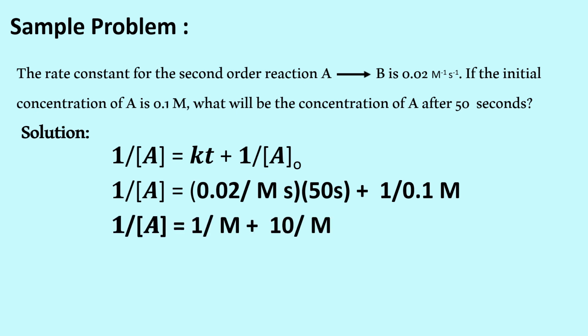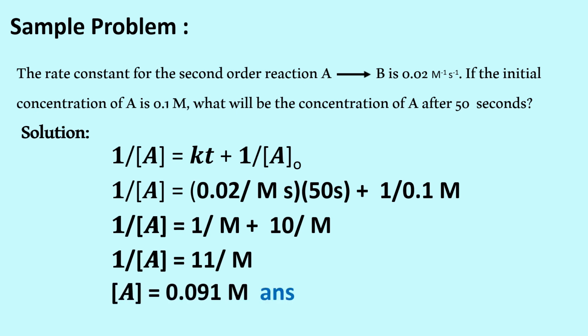Evaluating the term on the right side of the equation, we get 1 over M plus 10 over M, and we get 11 over M. And solving for the value of concentration of A, we get 0.091 molar. That will be our final answer.